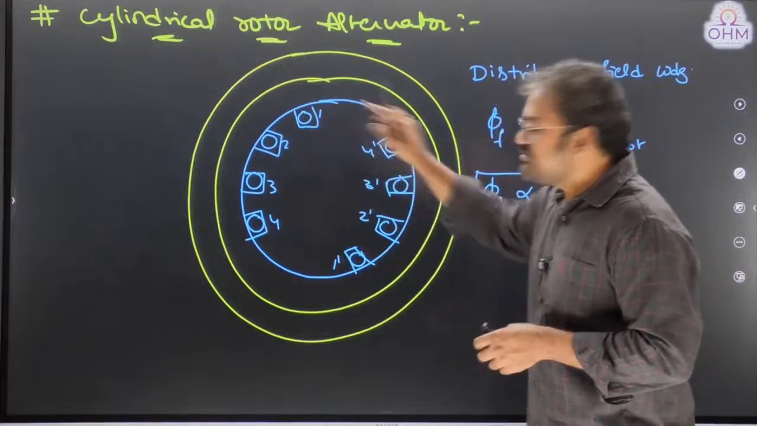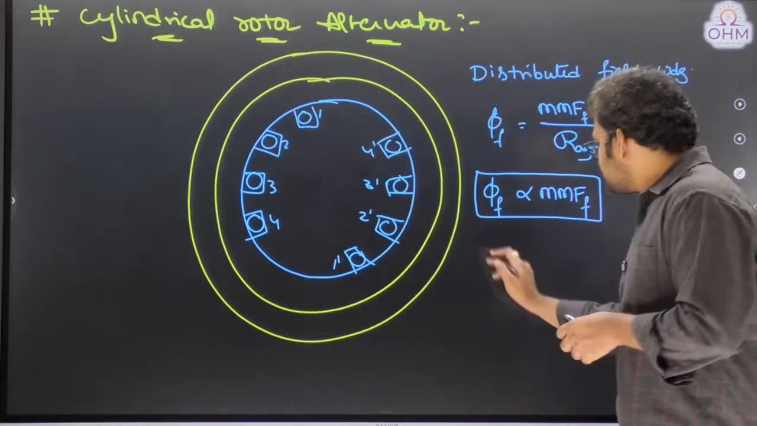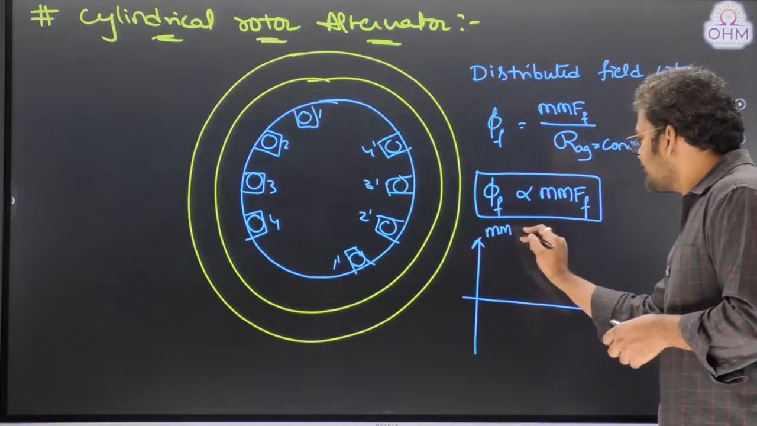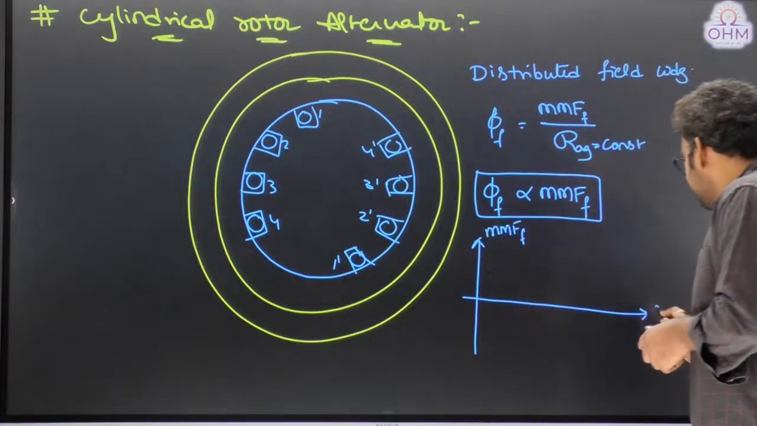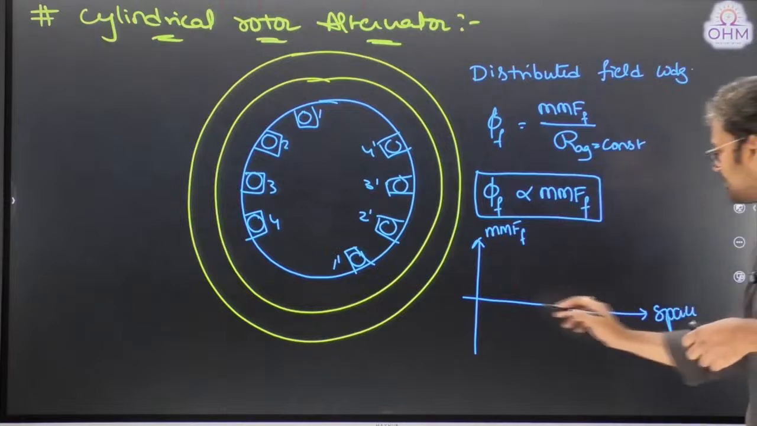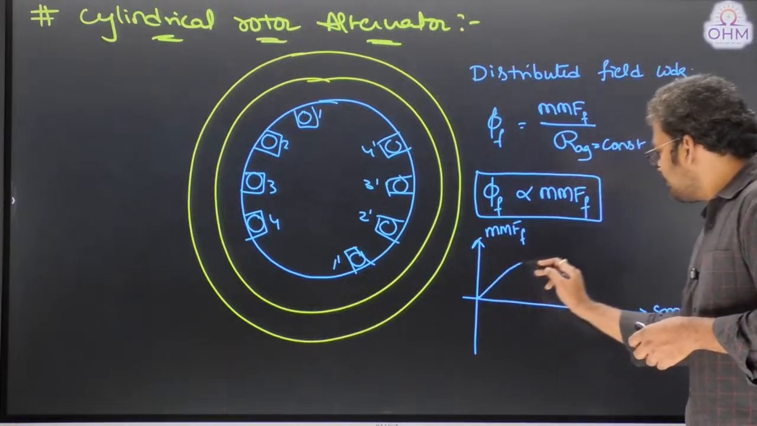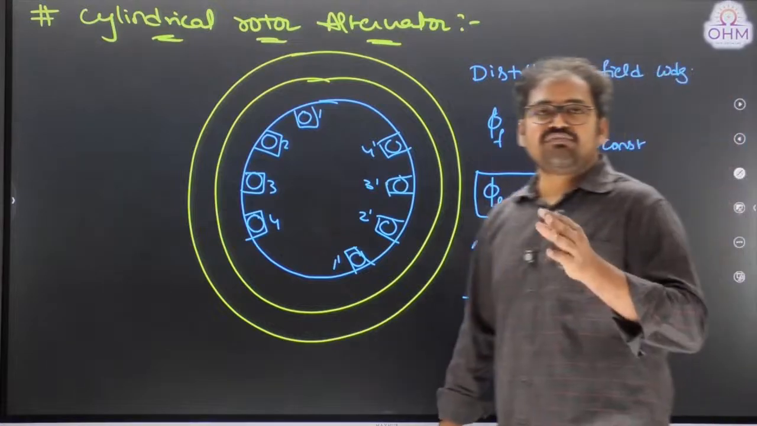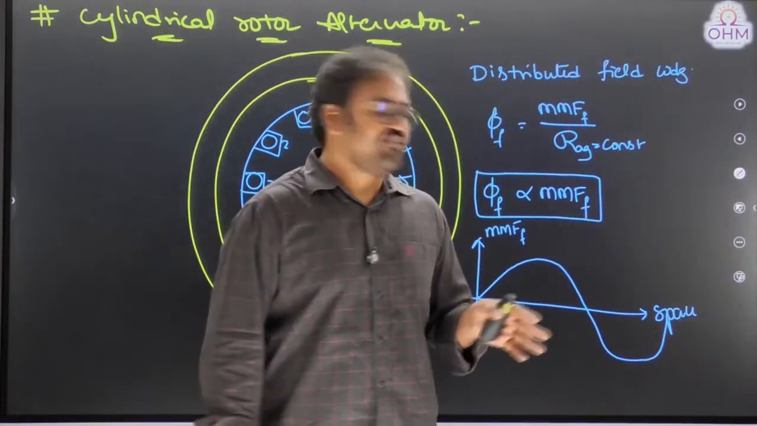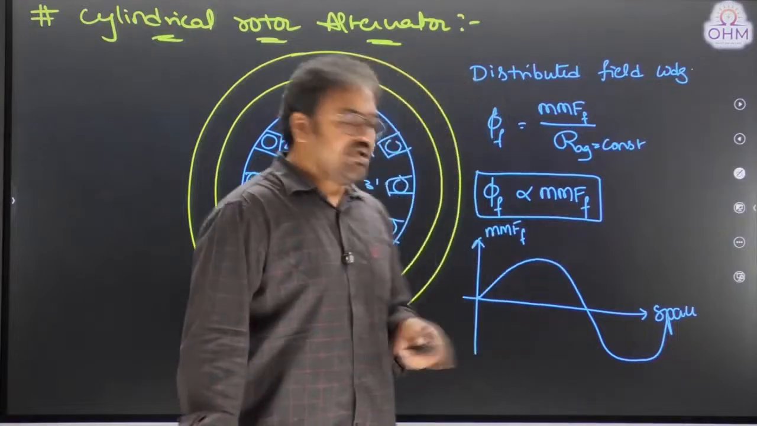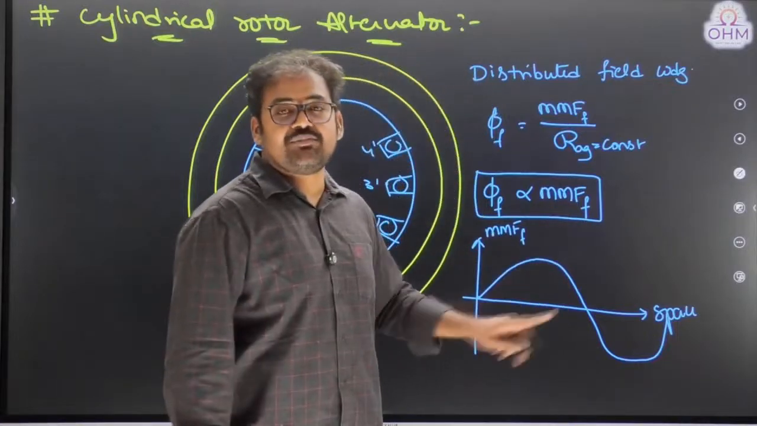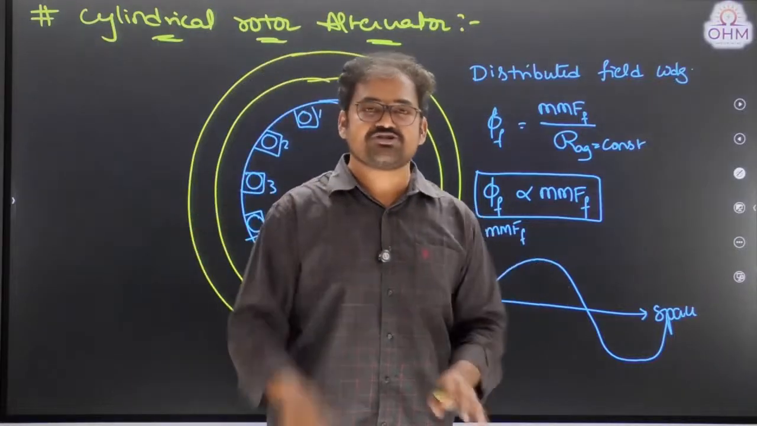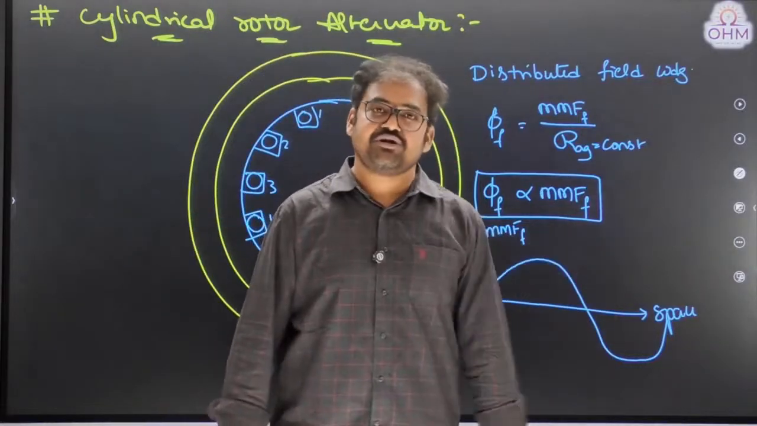Because I am using distributed field winding, the shape of MMF becomes almost like a sinusoidal. The field MMF with respect to space angle, if I take, is almost like a sinusoidal shape, something like this. If the MMF is sinusoidal, automatically the flux is also sinusoidal. I said almost sinusoidal, but not exactly sinusoidal. You will learn in regular class preparation how we can get this sinusoidal shape.